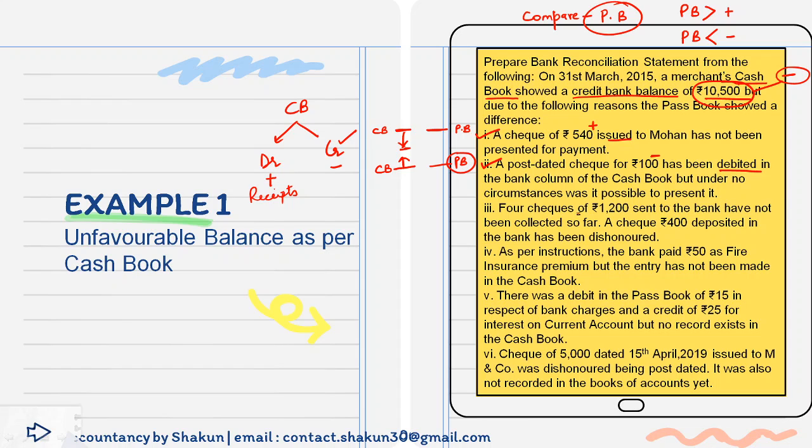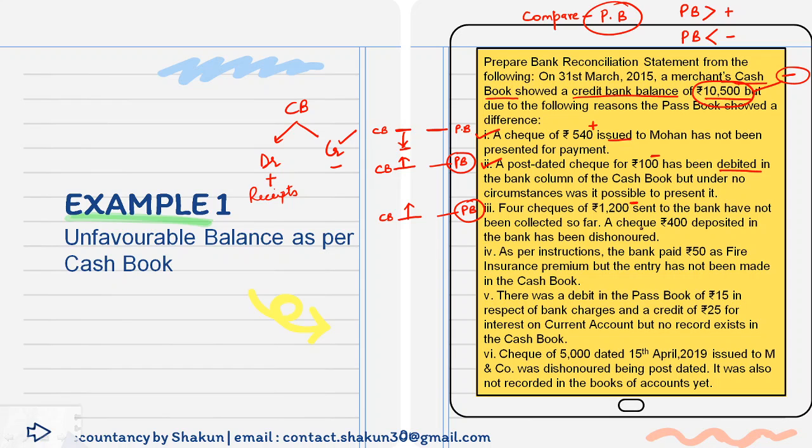The second transaction done. Now third one, 4 checks of 1200 sent to the bank have not been collected so far. There were 4 checks, the total of which was 1200. They were sent to bank. Why would you send a check to the bank? Obviously, when you receive a check, then you deposit the same check into the bank. So that means our cash book increased by 1200. But have not been collected so far. Passbook people have not increased because they have not collected it. So again, my passbook is lesser. So this 1200 will be subtracted.